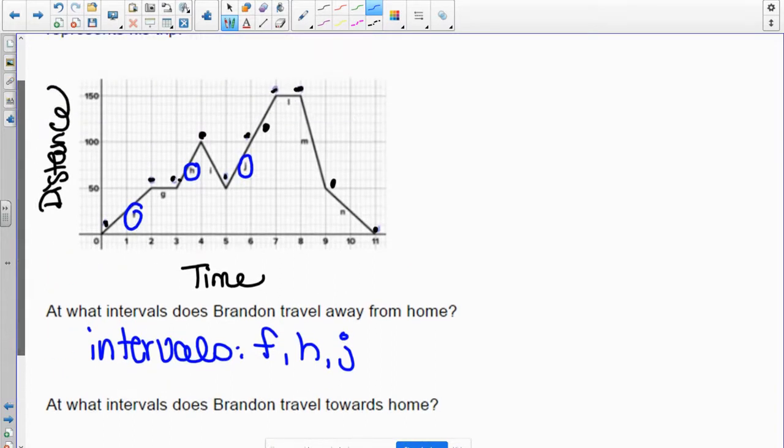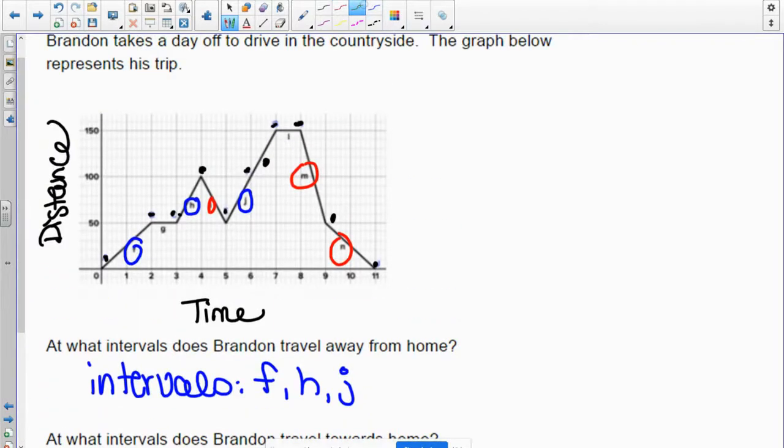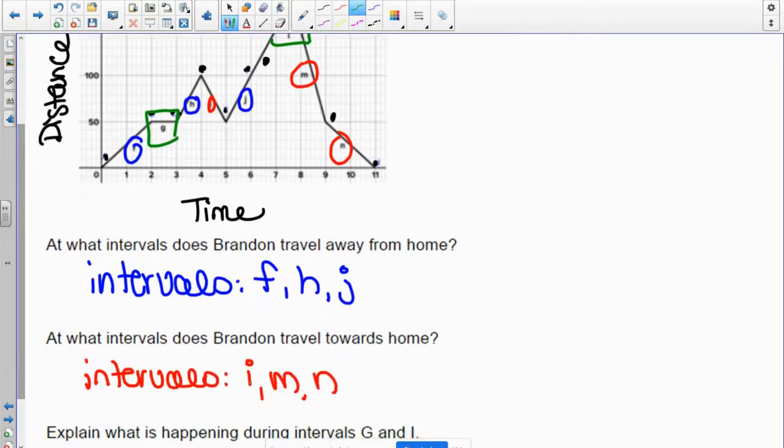What intervals is he traveling towards home? So that's when it's going back down or decreasing. So that's, I assume that's an I, J, L, M, and then N. So he's headed back at intervals I, M, and N. And then what is happening at G and I? So G here, and I guess that's an I, so this must be an L. It's okay. We'll make that an L.